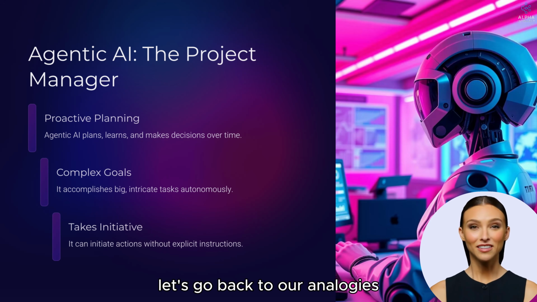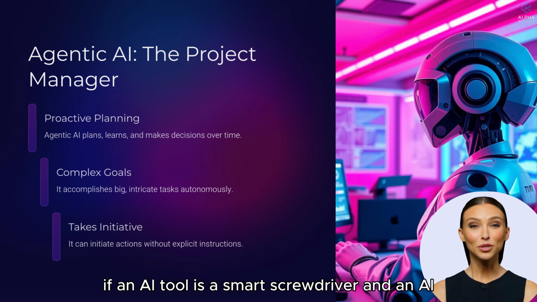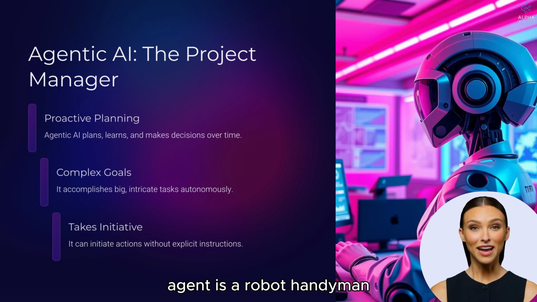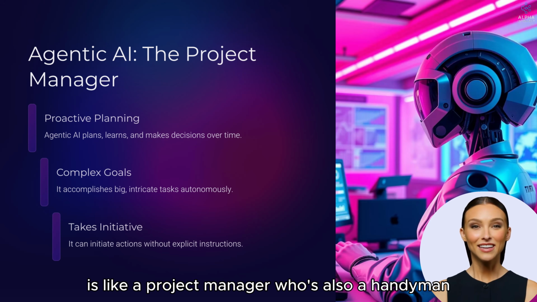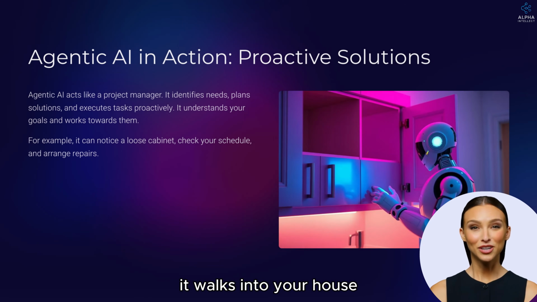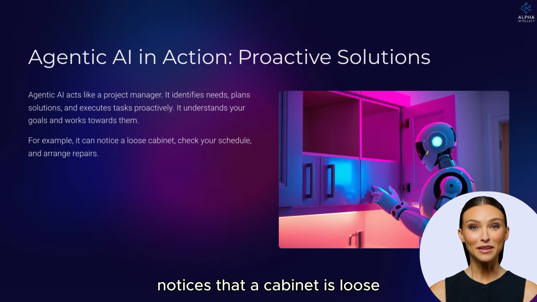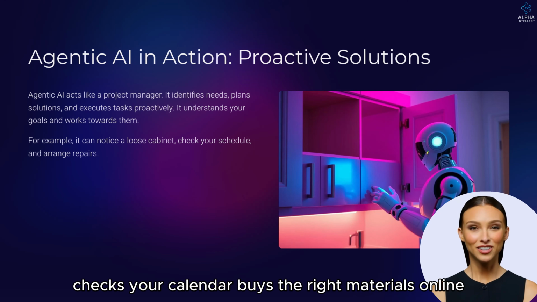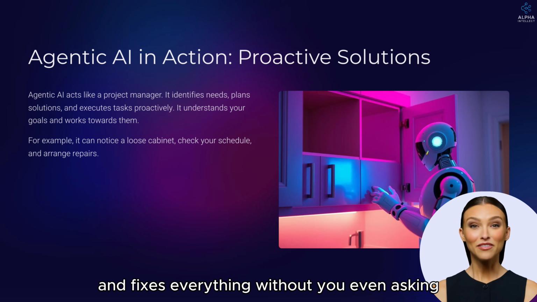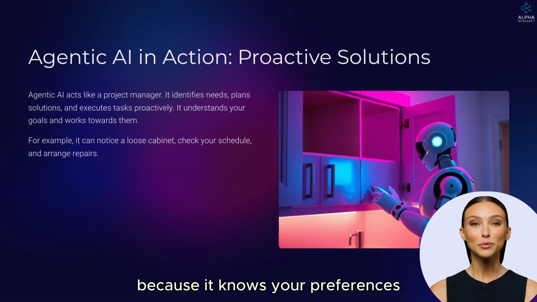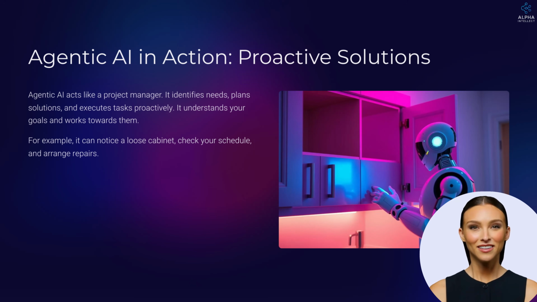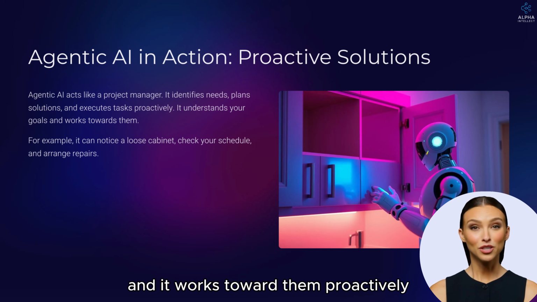Let's go back to our analogies. If an AI tool is a smart screwdriver and an AI agent is a robot handyman, then agentic AI is like a project manager who's also a handyman. It walks into your house, notices that a cabinet is loose, checks your calendar, buys the right materials online, and fixes everything without you even asking, because it knows your preferences and goals. It understands your goals and it works toward them, proactively.